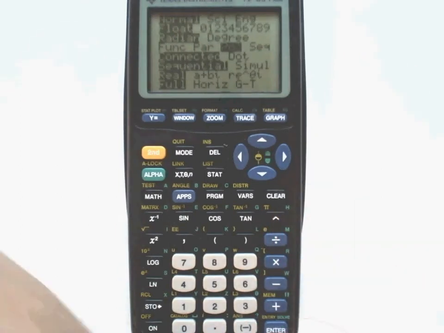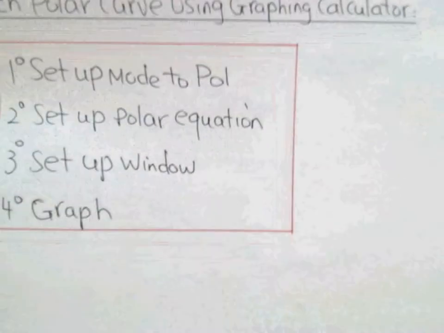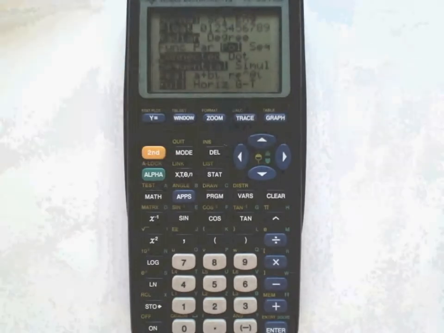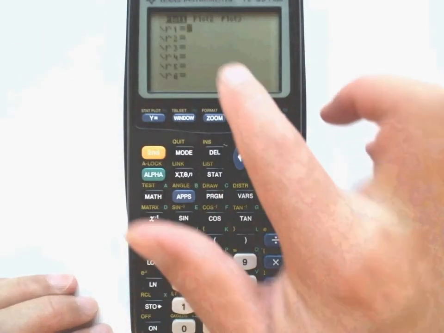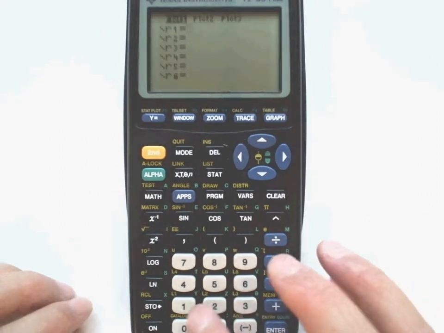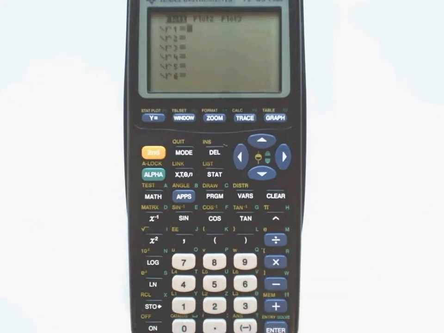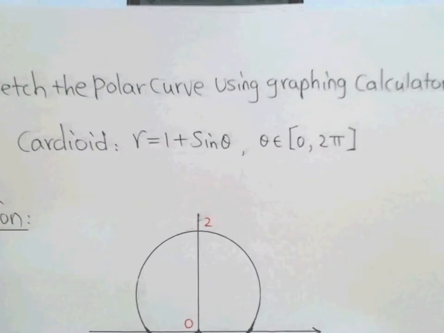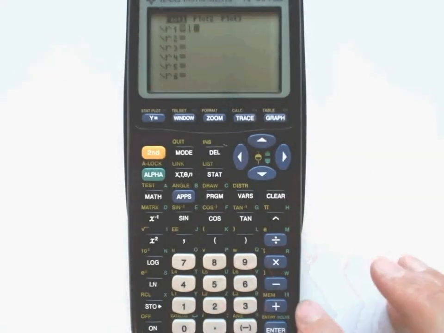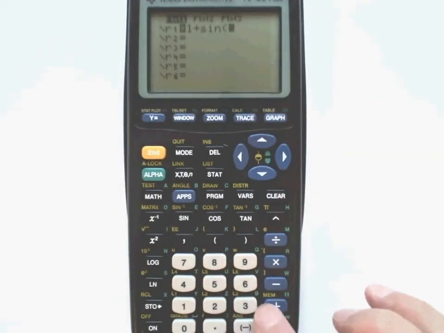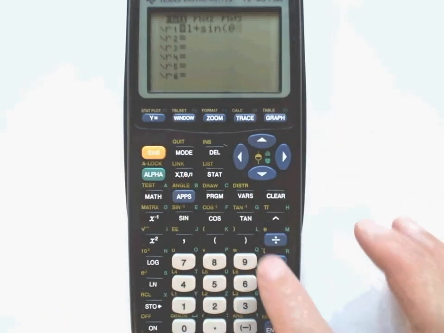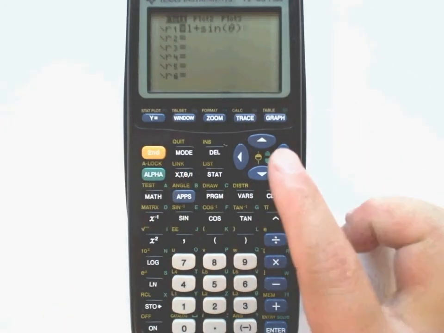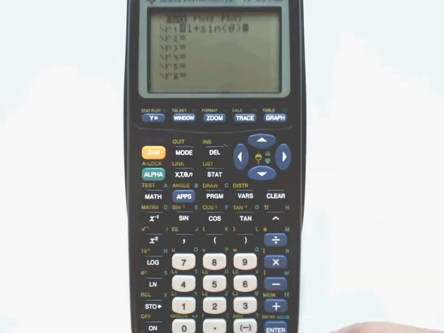The second step, what do we need to do? We need to set up the polar equation. So we go to y equals. I will type r, the distance. Our question is 1 plus sine theta. So 1 plus sine, where theta is the alpha-beta-3 key, then parenthesis. This is the polar equation we are going to draw, right?